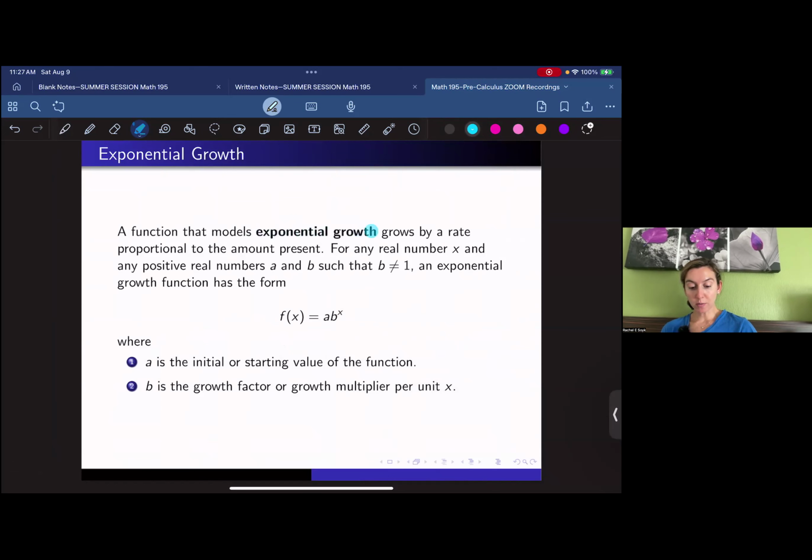A function that represents exponential growth grows by a rate proportional to the amount present. For any real number x and any positive real numbers a and b, such that b does not equal 1, an exponential growth function has the form a times b to the x. Once again, a is that initial starting value of the function, whereas b is the growth factor, also known as our growth multiplier.